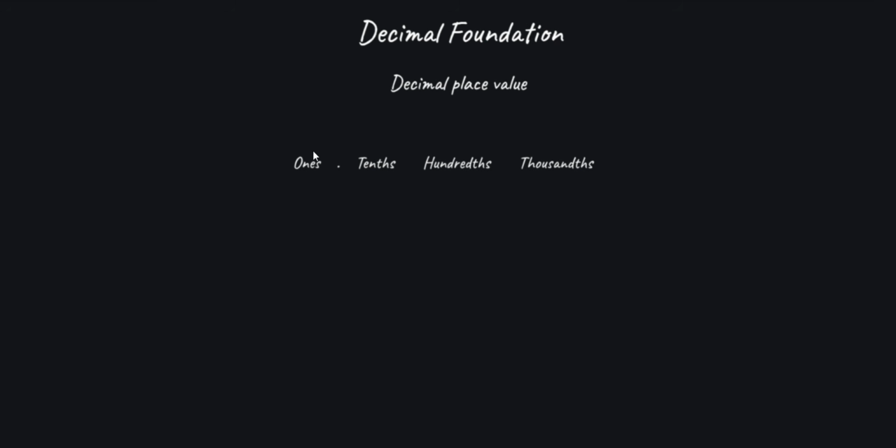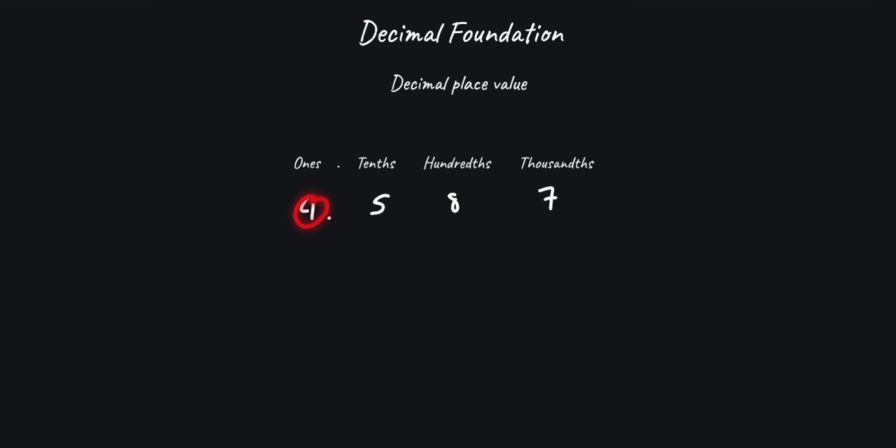So now we're going to look at place values of decimals. With the place values of whole numbers, the least is ones. And after the decimal point, we have tenths, hundredths, and thousandths. Now, let's say we have a number like 4.587.